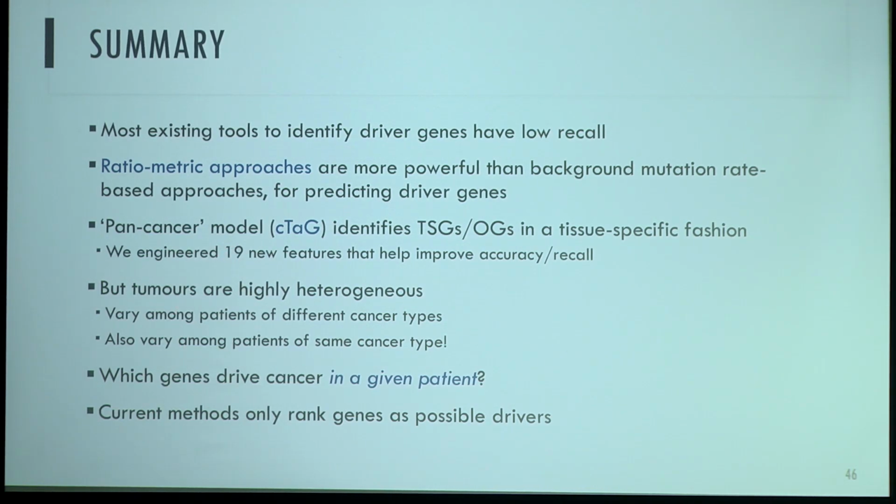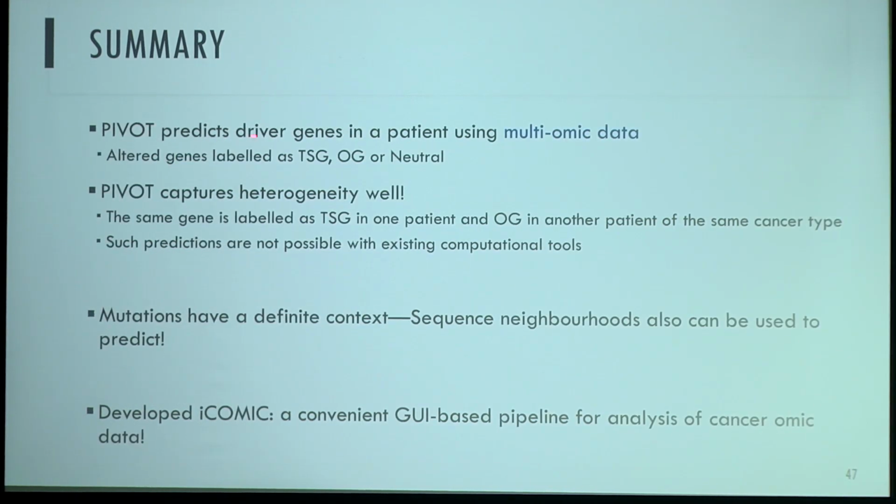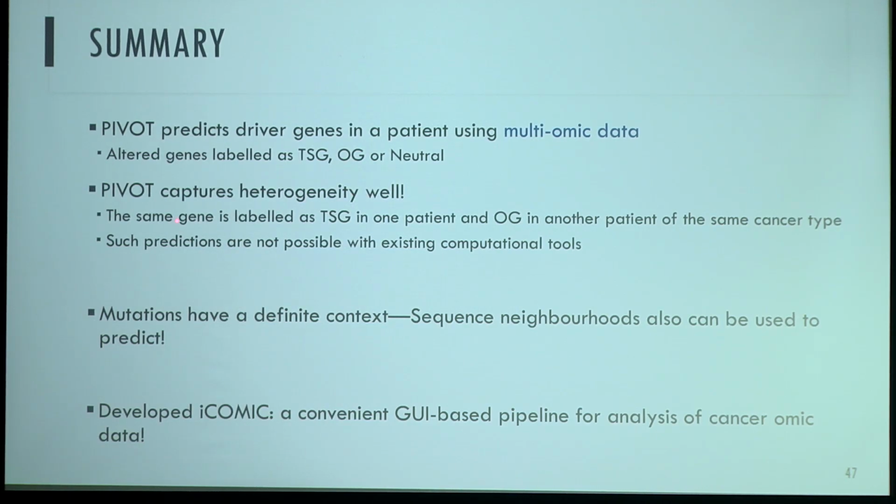But the point I was trying to tell you is that the tumors are highly heterogeneous, which means that you have so much variation between different cancer types and across patients, and even within patients who have the same cancer type. So can you still identify these in a robust fashion? And given that current methods only rank genes as possible drivers and there are no supervised ML methods currently existing, Pivot predicts driver genes using multi-omic data. We use DNA, RNA, network data and so on, and it is able to capture heterogeneity well.